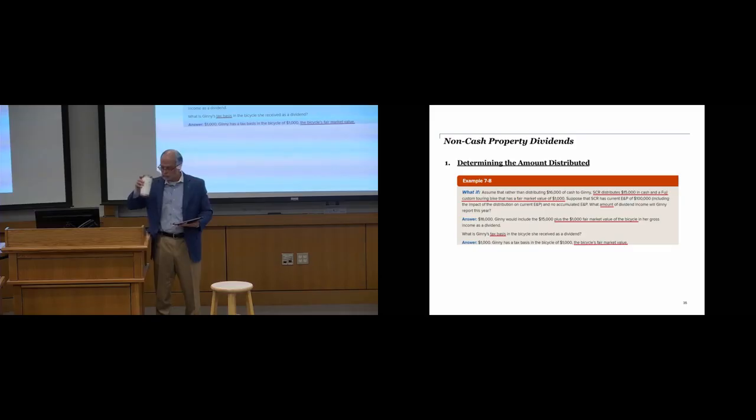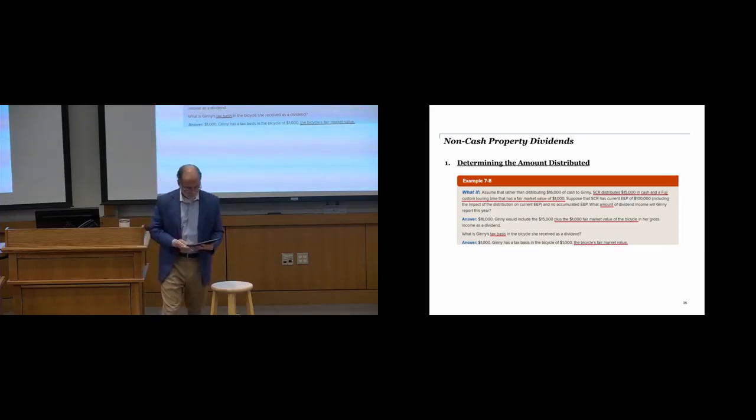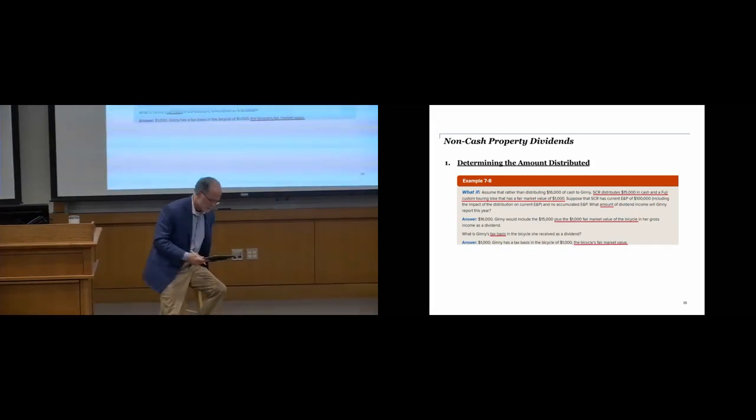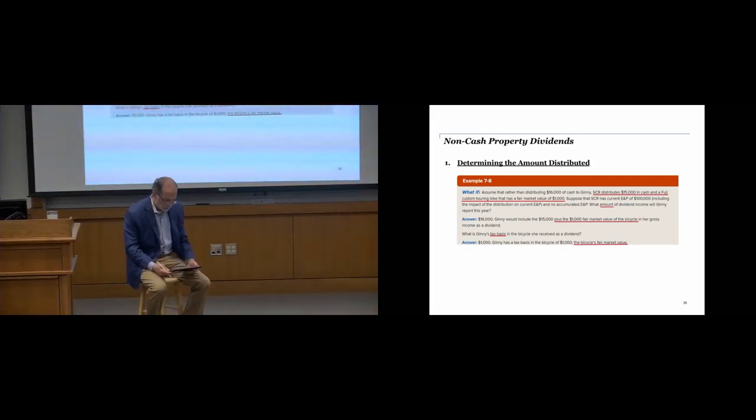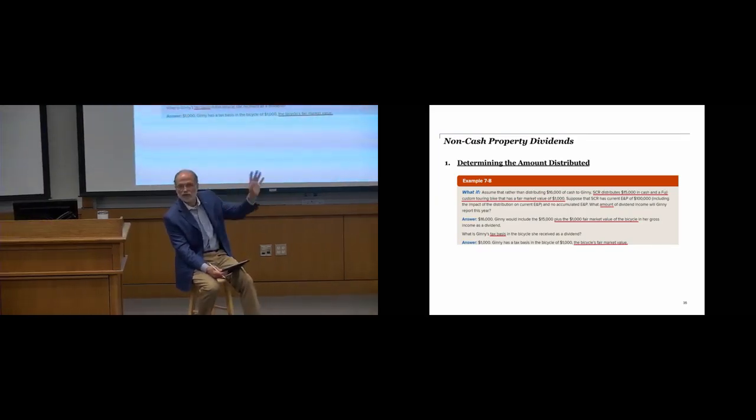Assume that rather than distributing $60,000 of cash to Ginny, SCR distributes $15,000 in cash and a Fuji custom touring bike that has a fair market value of $1,000. Suppose that SCR has current E&P of $100,000, including the impact of the distribution on current E&P, and no accumulated E&P. What amount of dividend income will Jeannie report this year? They put $100,000 to make sure it's very outsized. We have plenty of E&P to support the distribution. It's just getting to the values that were distributed.